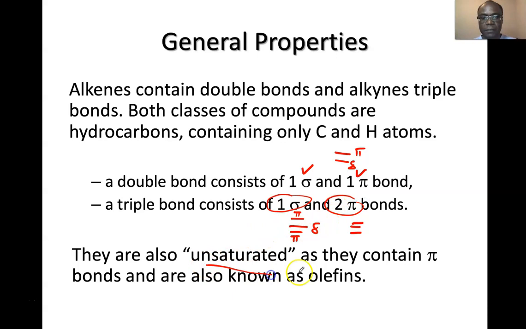They are unsaturated because they don't contain the maximum number of hydrogens, and they are also known as olefins. This is an archaic name for alkenes and alkynes. They were called olefins, but we disinherited that name.